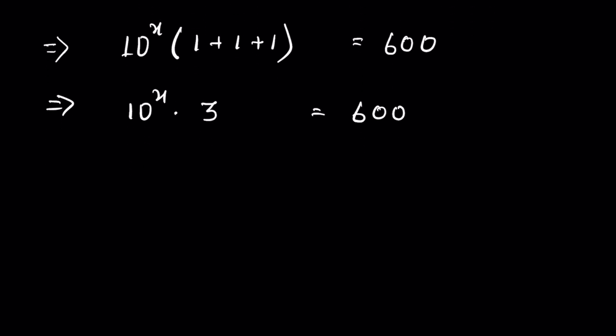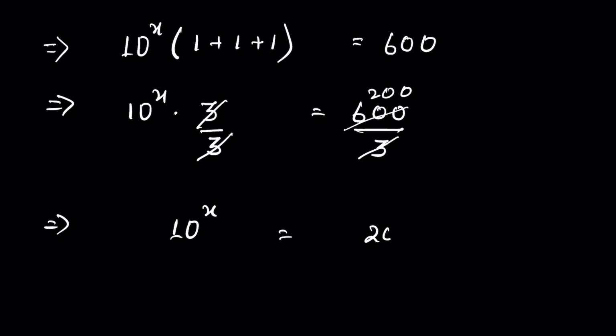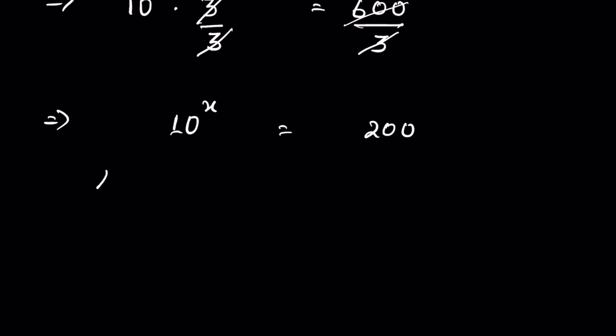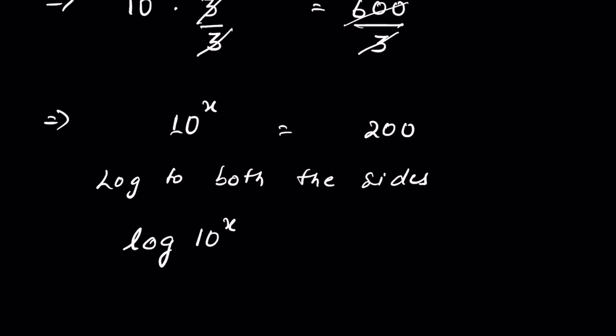Now divide both the sides by 3. So this 3 and 3 gets cancelled. 3 times 200 is 600. So we have 10 to the power x is equal to 200. Now let's take log to both the sides. Log 10 to the power x is equal to log 200.